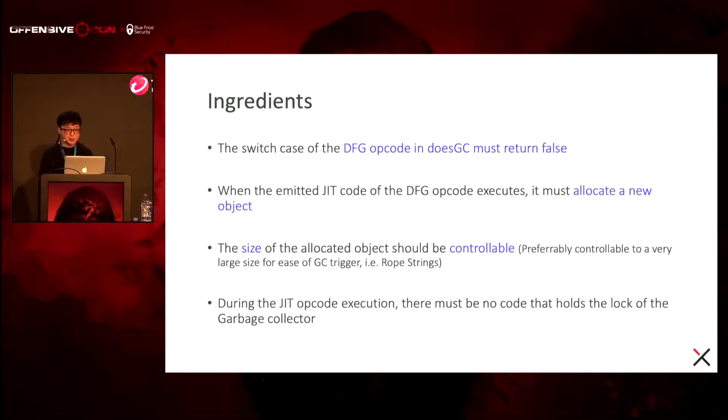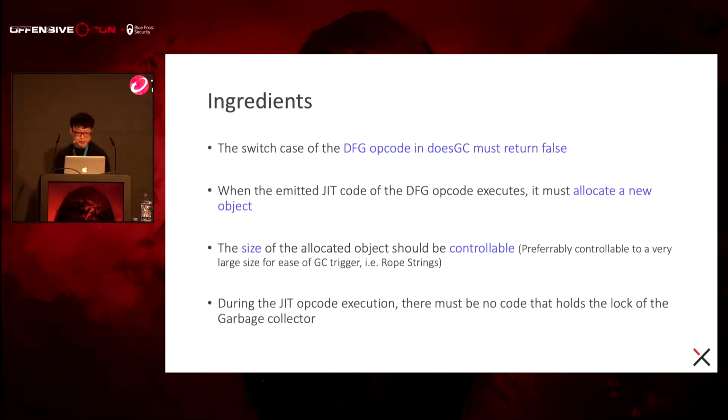There's a giant switch case in the does.gc function, and the opcode that you're looking for must return false. The JIT code that's emitted by the opcode must create a new allocation. Also, the size of the allocated object should preferably be controllable. The ideal case would be an opcode that would resolve a rope string or something similar. And finally, the JITted opcode should not hold the lock of the garbage collector. There are actually a few functions that explicitly hold this lock in order to prevent these kinds of issues.